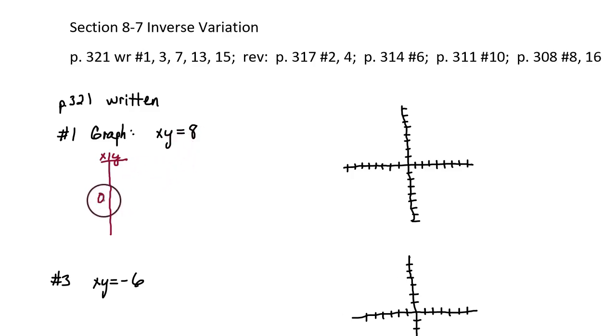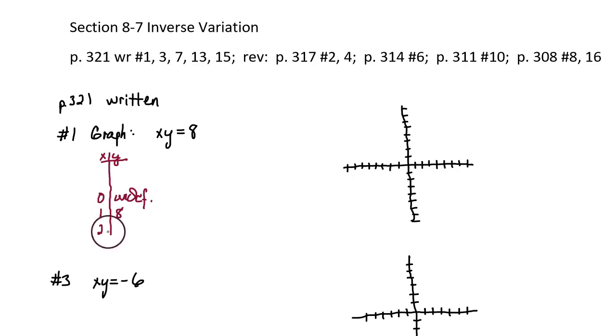Let's try 0 for x. 0 times what makes 8? There is none. This is undefined. There will not be any points on the graph where x is 0. Let's try 1 for x. 1 times what makes 8? And y turns out to be 8.